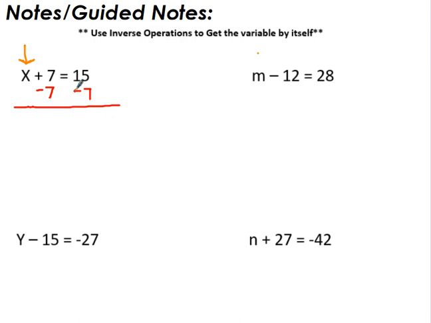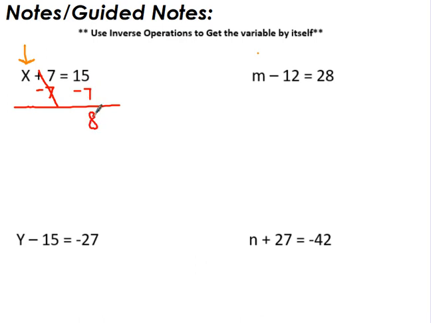So 7 minus 7 is 0. Because of that, it cancels out. Now I have to do 15 minus 7 over here on the right-hand side, because that's what we're writing down. I did minus 7 on the left side, because to make that 0, I'm going to do minus 7 on the right-hand side. 15 minus 7 is 8.